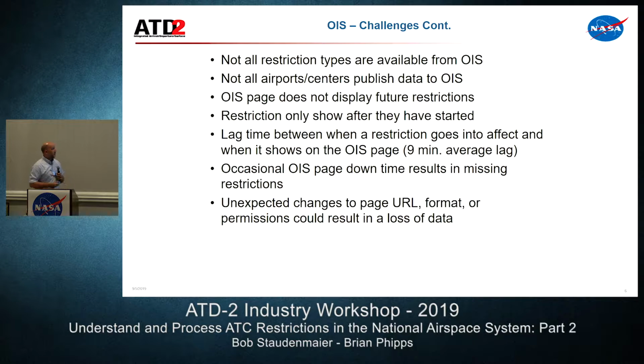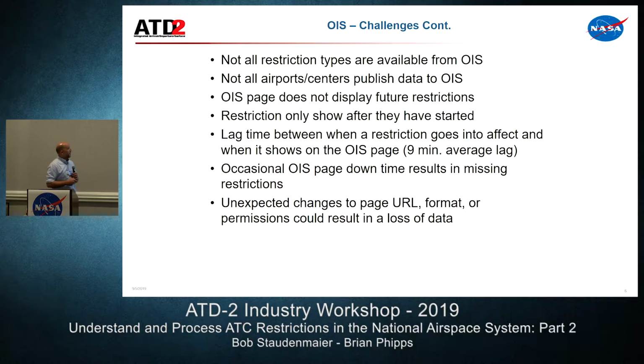Some other ones is that not all of the restrictions are available on OIS. We're pretty limited in what we can really get there, as you saw in the previous slide with the table of what actually is available. It's just not a very rich data set. We're pretty good at getting miles in trail restrictions through there. We get fix closures, stuff like APREQ. It's kind of hit and miss whether that comes through all the time, and some of the other ones.